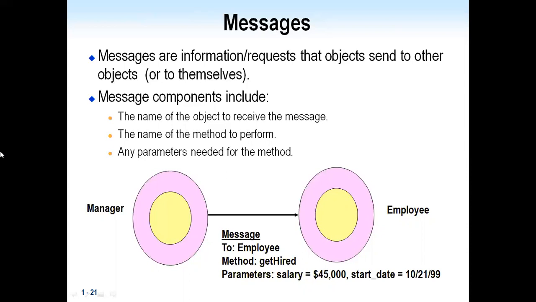Suppose in a college, a student can receive a message from teachers. The teacher can receive a message from the principal. The principal receives a message from the university. Suppose the university is one object, the principal is one object, the teacher or faculty is one object, and the student is one object. Objects can receive messages from different objects.